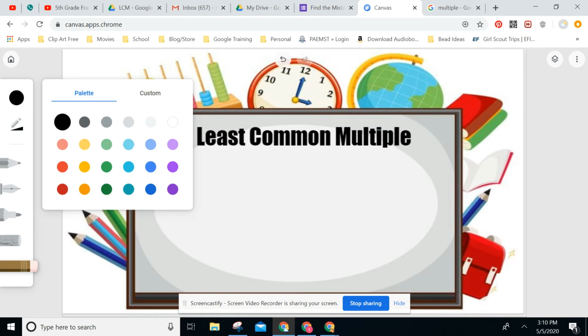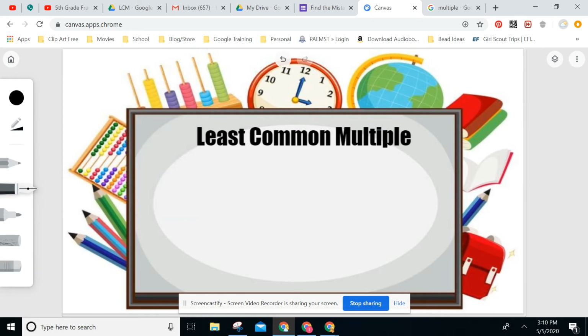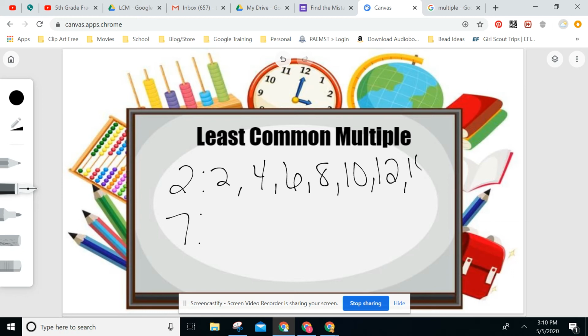All right, so let's do this one together, and then here in a minute, maybe you could pause it and try to work ahead of me. Okay, so let's pretend we're going to find the least common multiple of 2 and 7. Okay, 2 and 7. So let's skip count by twos. 2, 4, 6, 8, 10, 12, 14, 16, and I'm out of room, so I'm going to stop there and see what I've got. Okay, skip count by sevens.